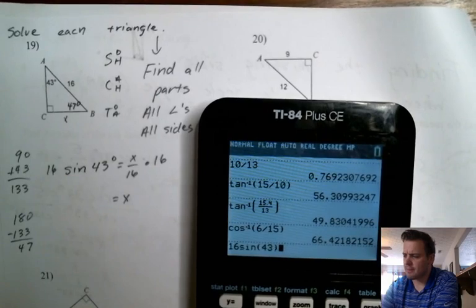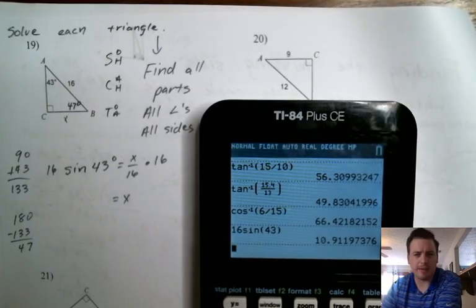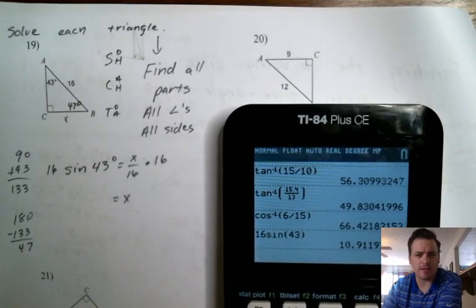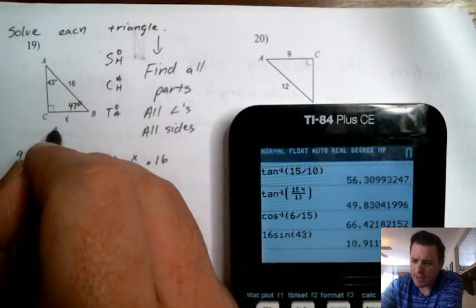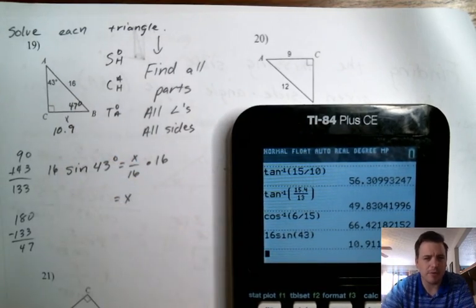Oh, sorry about that. I get 10.9. Just keep that, round everything to the nearest tenth. So 10.9. That makes some sense. If the hypotenuse is 16, that would make some sense.